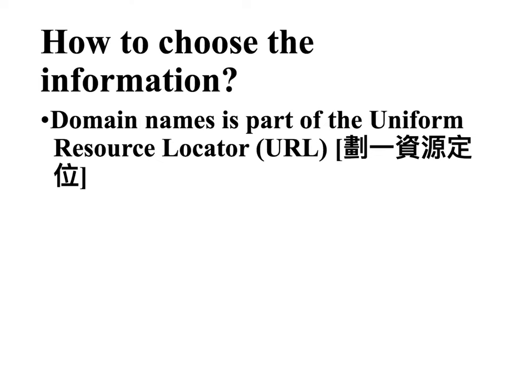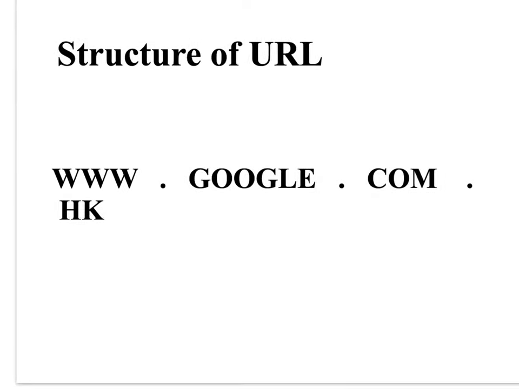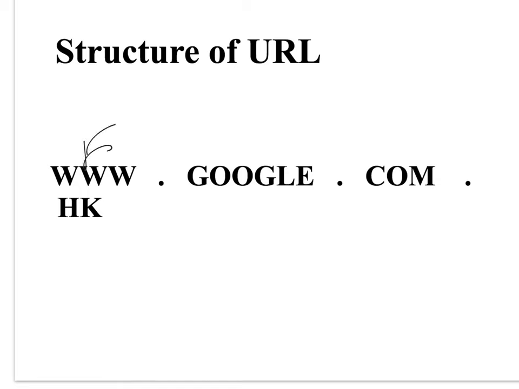So the domain name is just part of the uniform resources locator, we just call our URL. In Chinese, 网域资源定位. So what is that? Okay, it is one of the example of URL. So you can see that in URL, there are several components here. First of all, we have www. The meaning of www actually is about the server name.